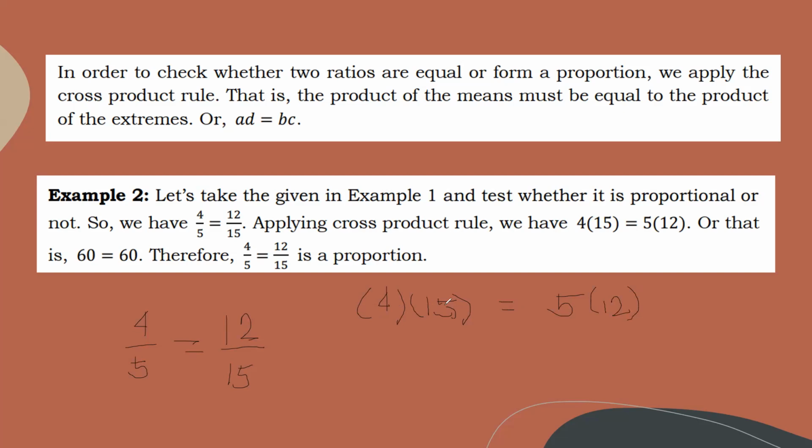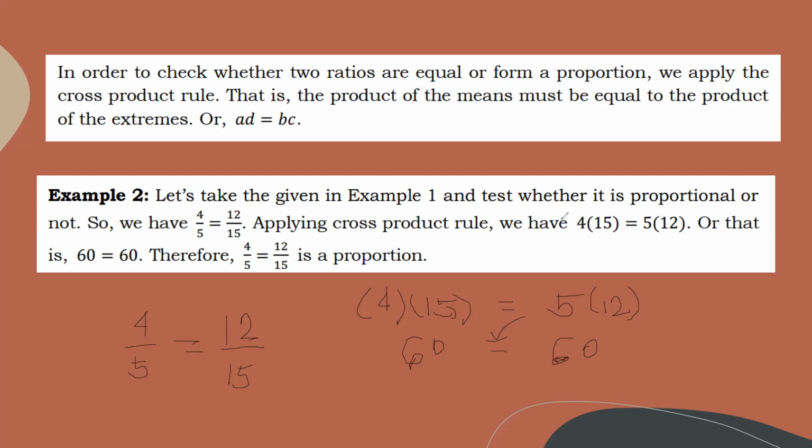What is 4 times 15? 4 times 15 is 60. While 5 times 12 is 60. Since nagpantay yung dalawang yan, nag-equal po yung dalawa, 60 is equal to 60, ibig sabihin, they form a proportion. Okay po. Kapag hindi sila nag-equal, ibig sabihin hindi sila proportion.